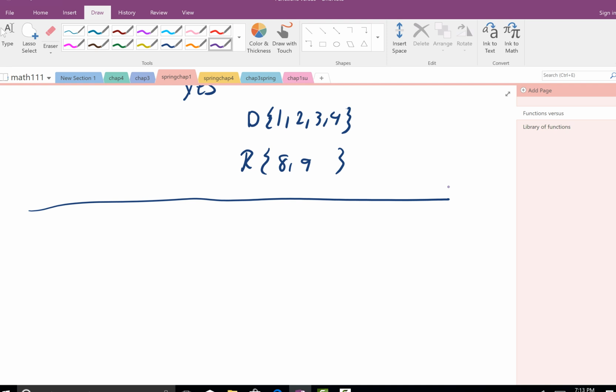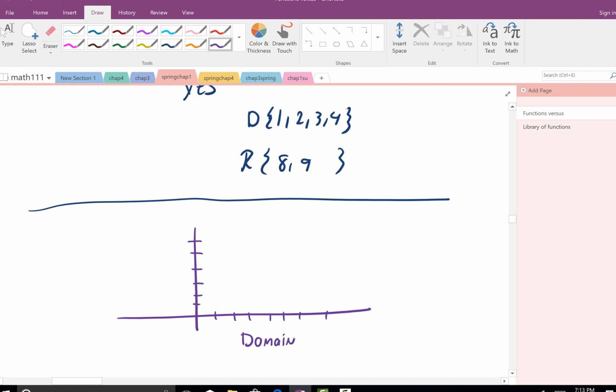I want to do a little bit more with the domain and range thing. I'm just going to do a little graph here by hand. So this down here is our domain because that's our x's. We said that. And this is our range here. This is our y's.